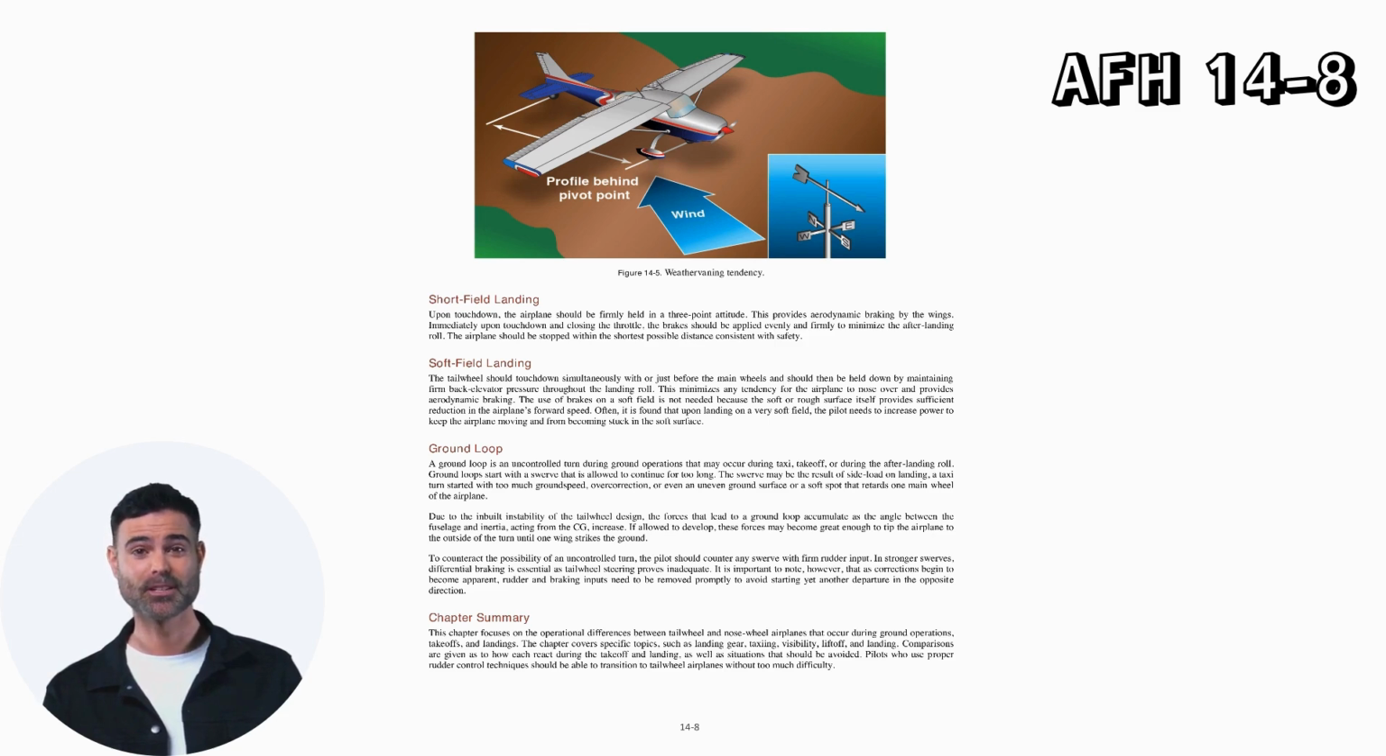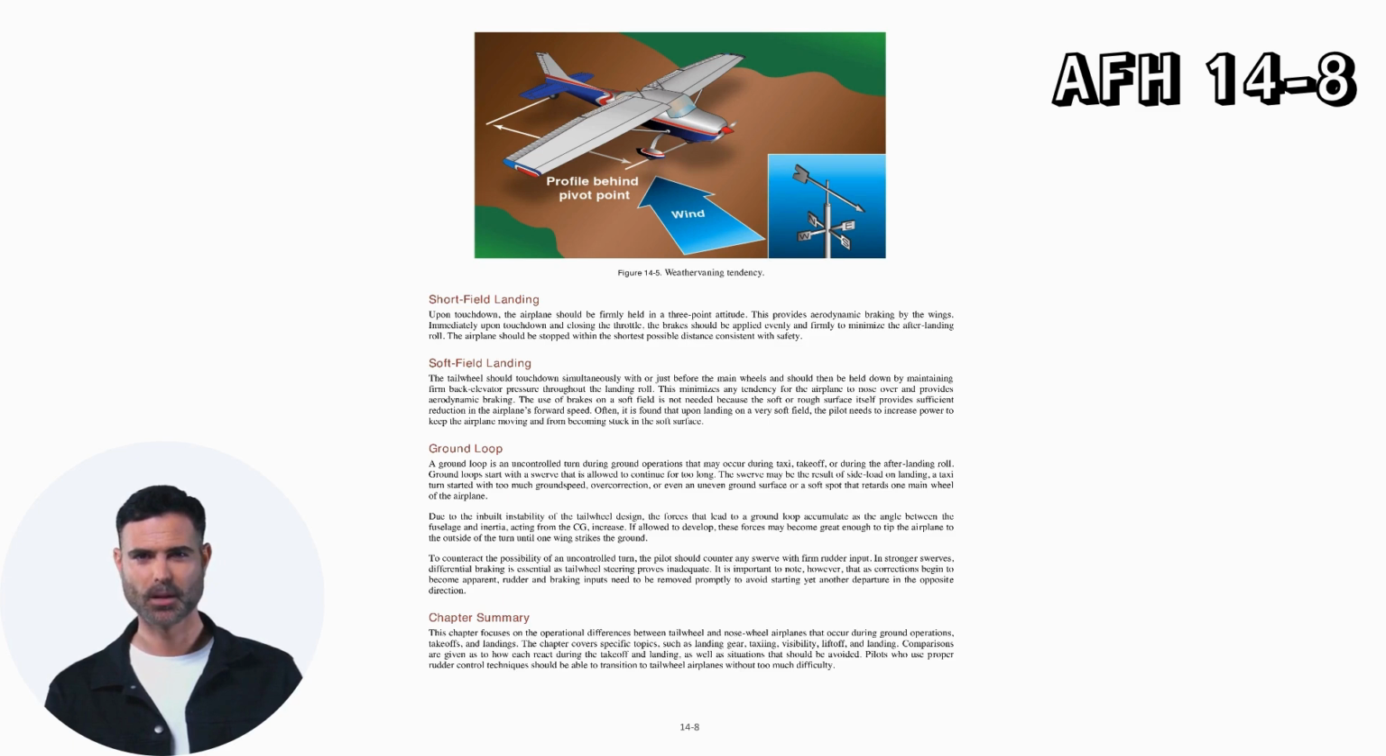Due to the inbuilt instability of the tailwheel design, the forces that lead to a ground loop accumulate as the angle between the fuselage and inertia, acting from the CG, increase. If allowed to develop, these forces may become great enough to tip the airplane to the outside of the turn until one wing strikes the ground.